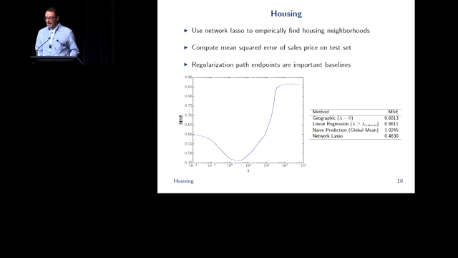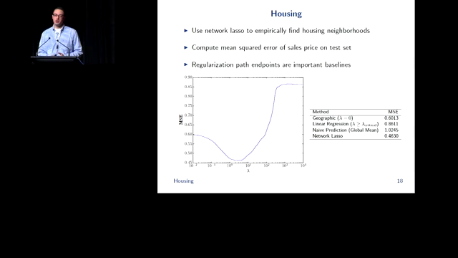So now going back to housing, we talked about how we're going to use the network Lasso to cluster houses into neighborhoods together. We compute the MSE on some test set, and we want to see how we do. So we're going to go back to this. We plot in this graph the regularization path, the thing we talked about before, and we're going to look at the two endpoints because they're really interesting.